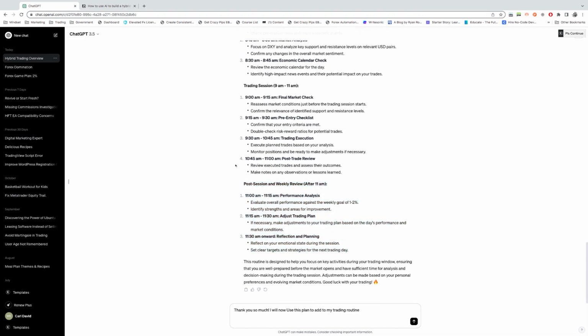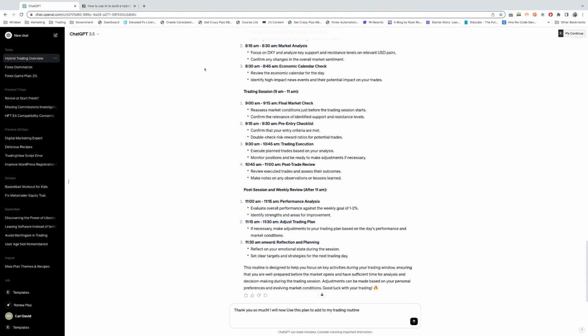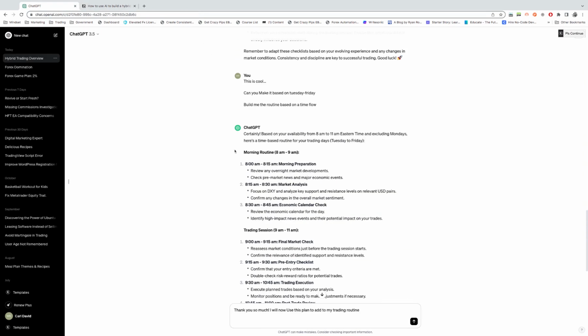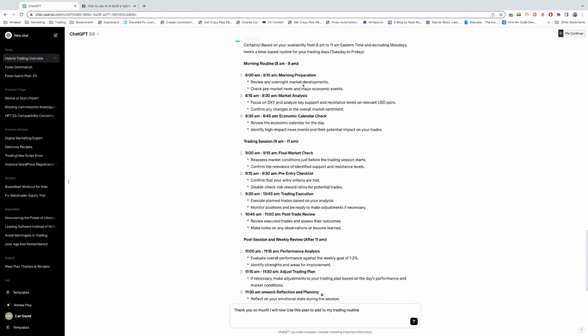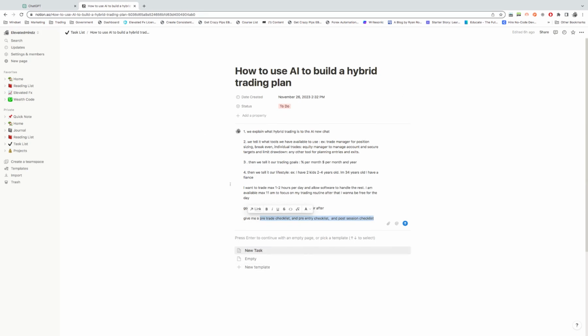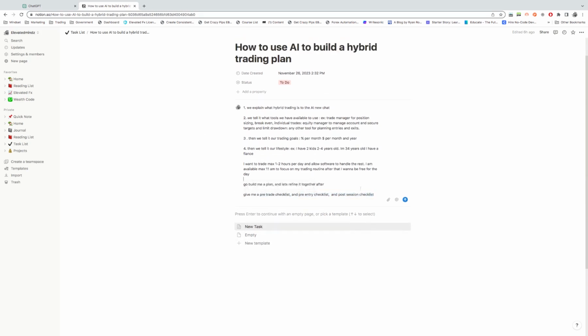So without further ado, I didn't want to make this long at all because that's not what it's supposed to be. How to use artificial intelligence to build a hybrid trading plan. So what I'm going to do is I'm going to grab some of the prompts that I manually typed here and make sure that I have it on this page. And then I will share this page along with this video so that you'll have access to it.